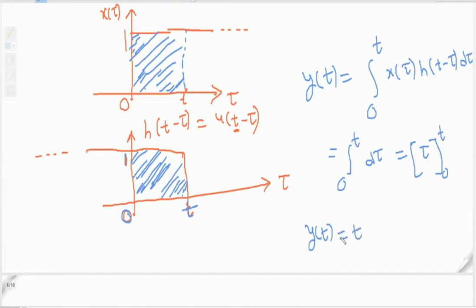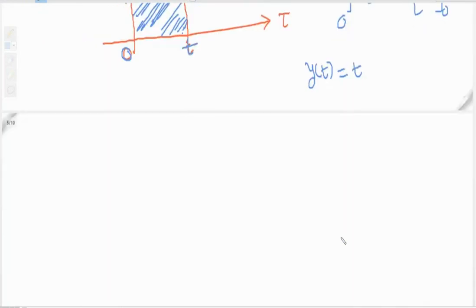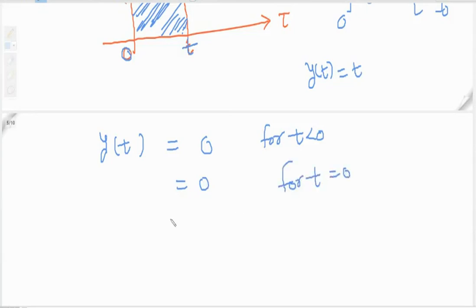Now the important point is you should write the final answer. According to our cases, you should write the final answer: case 1, case 2 and case 3. So y of t equals 0 for t less than 0. This is our case 1. Then y of t equals 0 for t equal to 0. And case 3 is y of t equals t for t greater than 0. So this is the final answer.